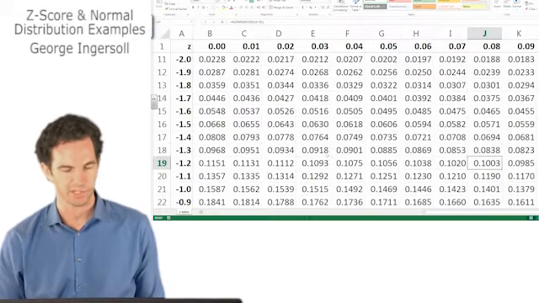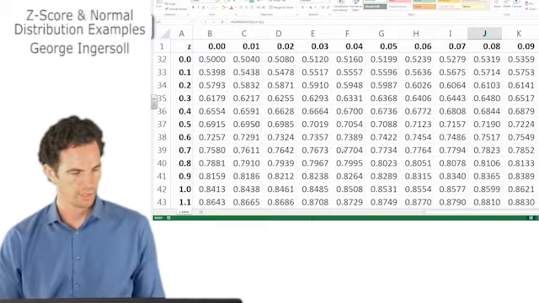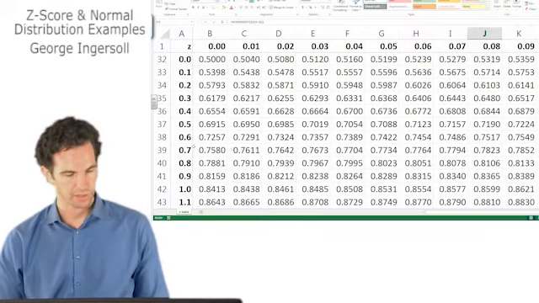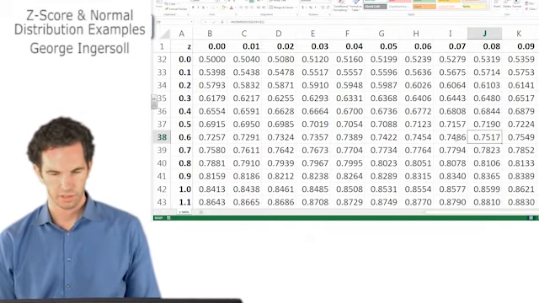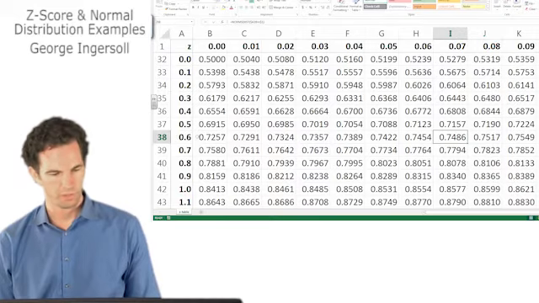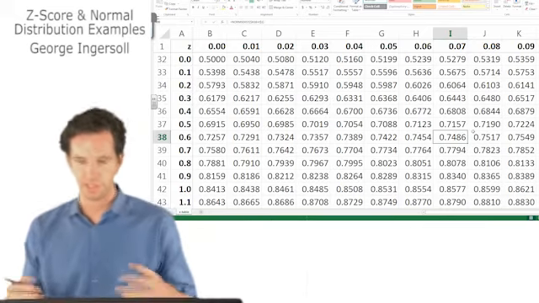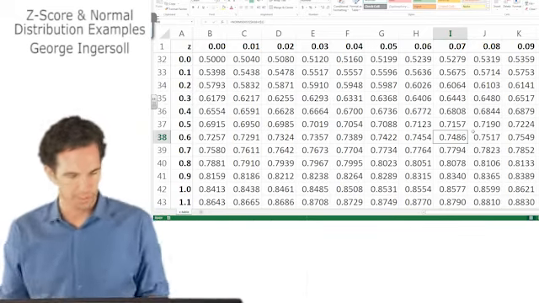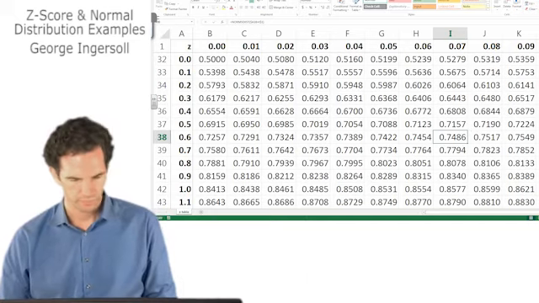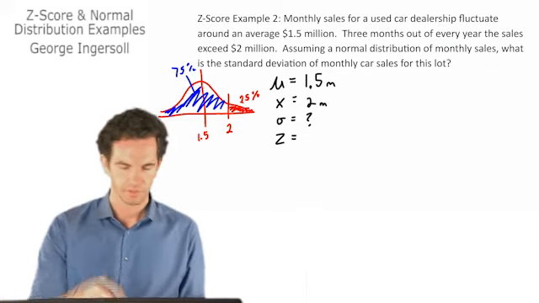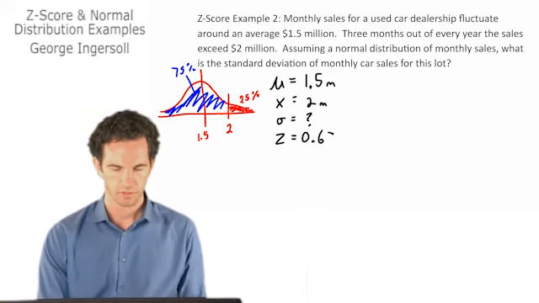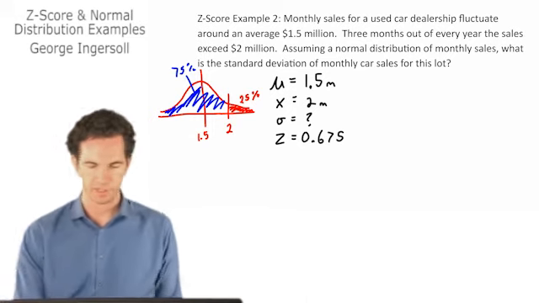Let's go look for 75% in our table. Certainly going to be a positive z-score, and we're close. All right, it's going to be somewhere in between 0.67 and 0.68. So I'm going to call this 0.675 because it's roughly in the middle. So that's our z-score, 0.675. So let's set up our equation again. Okay, we know what our z is.